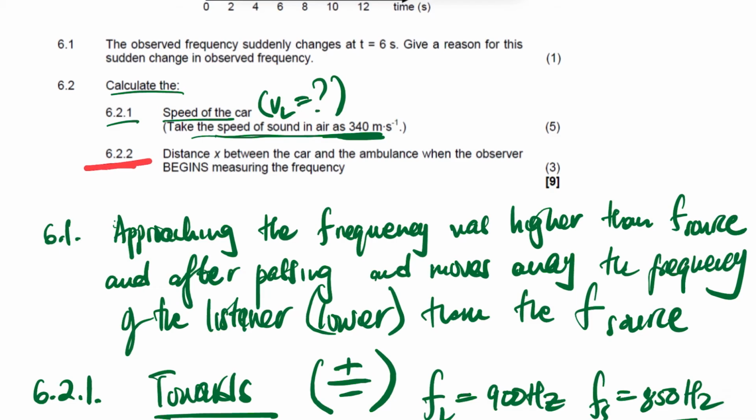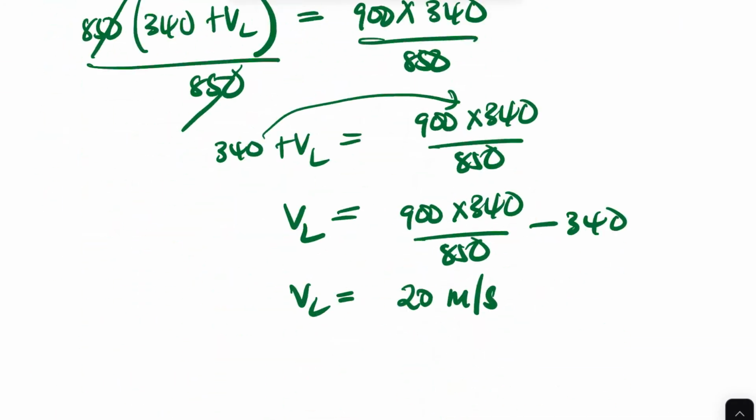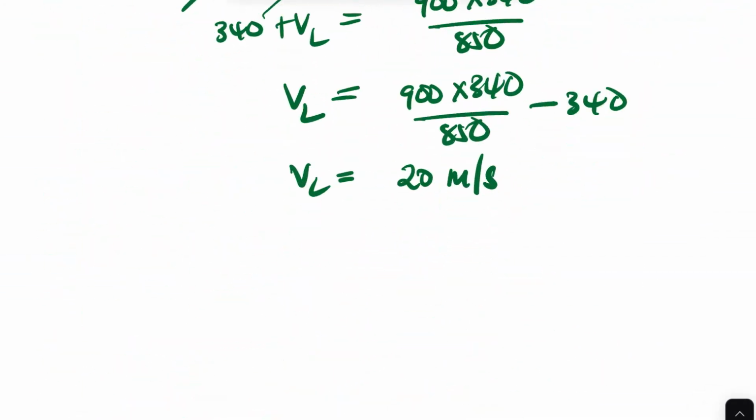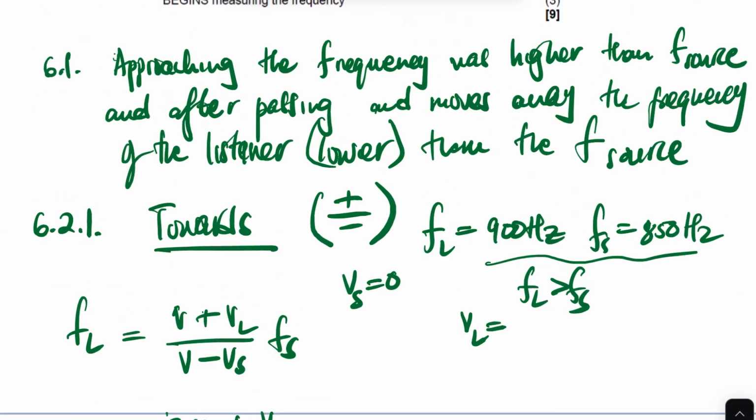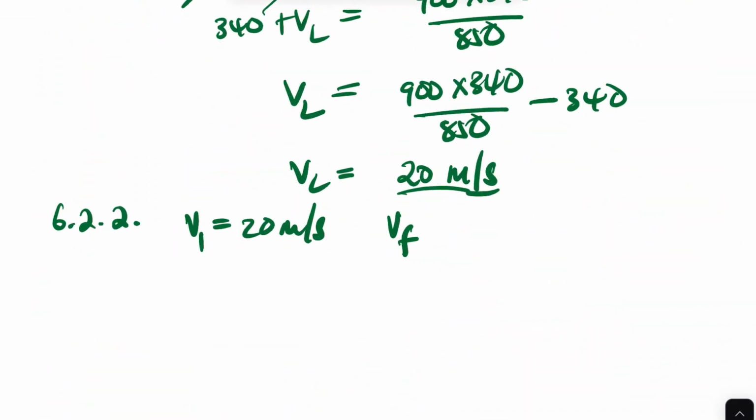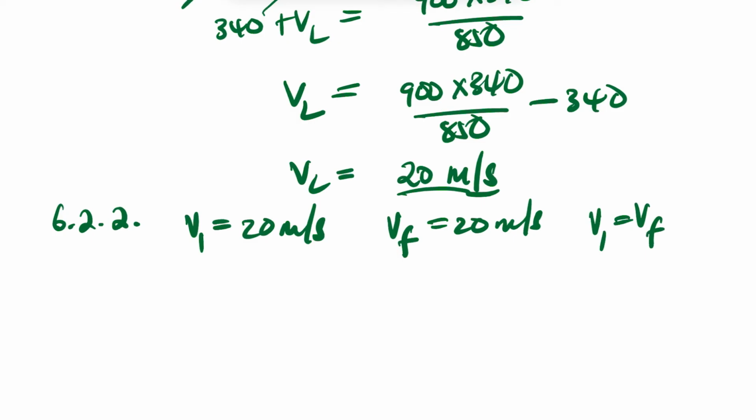Now 6.2.2, it says calculate the distance x between the car and the ambulance when an observer begins to measure. So doing that, guys, we can use the equation of motion. We have the initial velocity, which is 20 meters per second. The final velocity, because we're told it's moving at constant velocity, is still 20 meters per second, because if it's moving at constant velocity, the initial will be equal to the final.